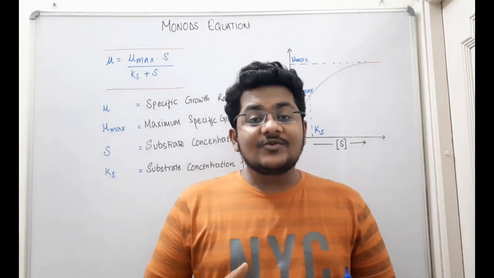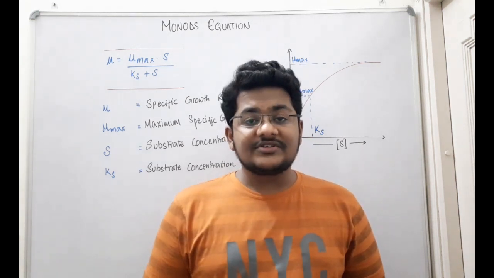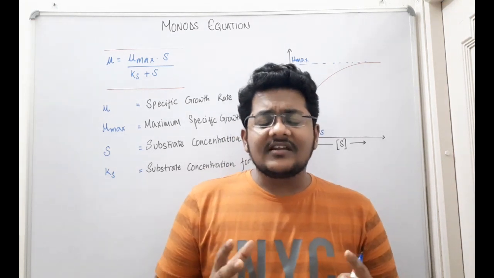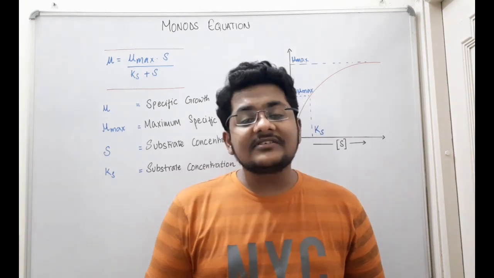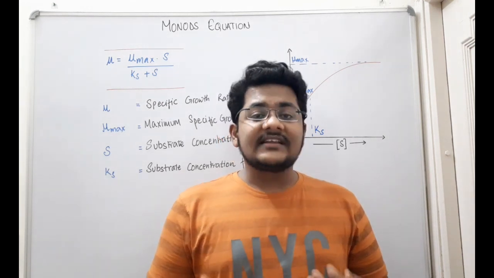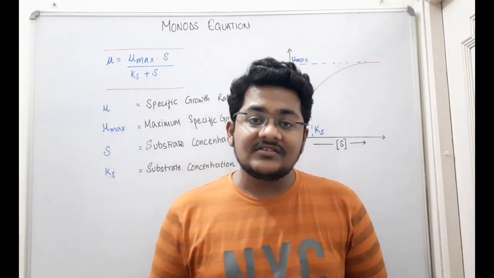Hello friends, today we are going to talk about Monod's equation. What is Monod's equation? Monod's equation is a relationship between specific growth rate and substrate concentration. It is derived from the Michaelis-Menten equation.